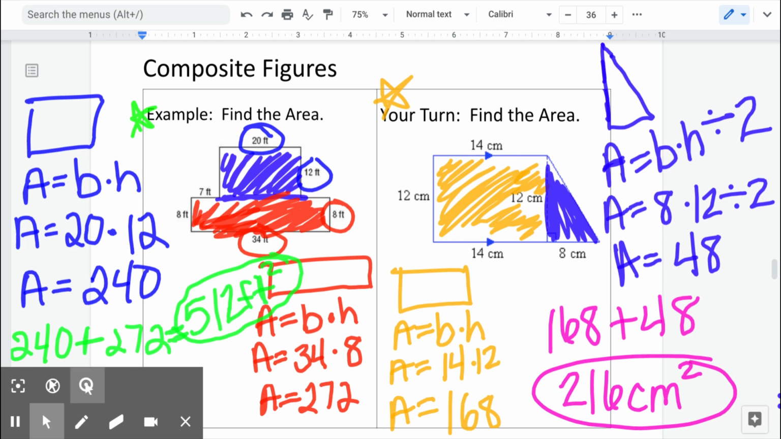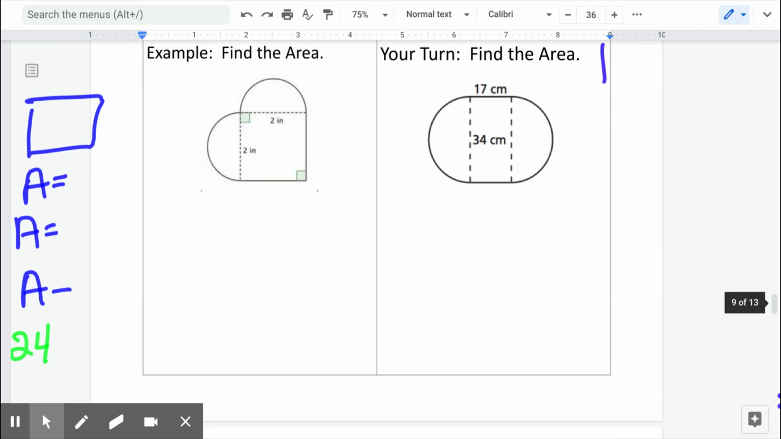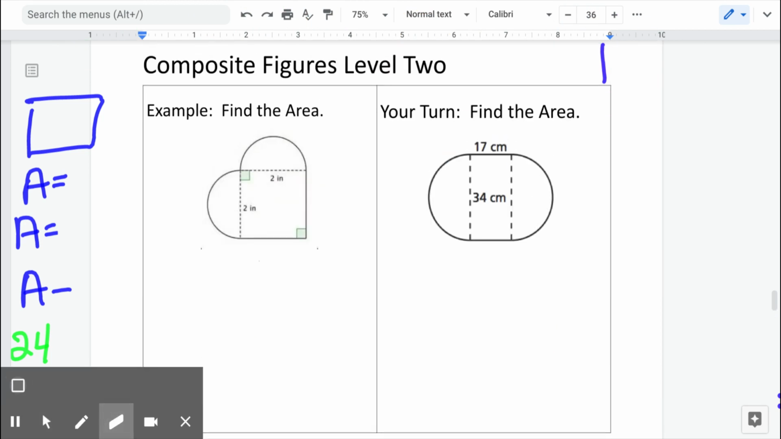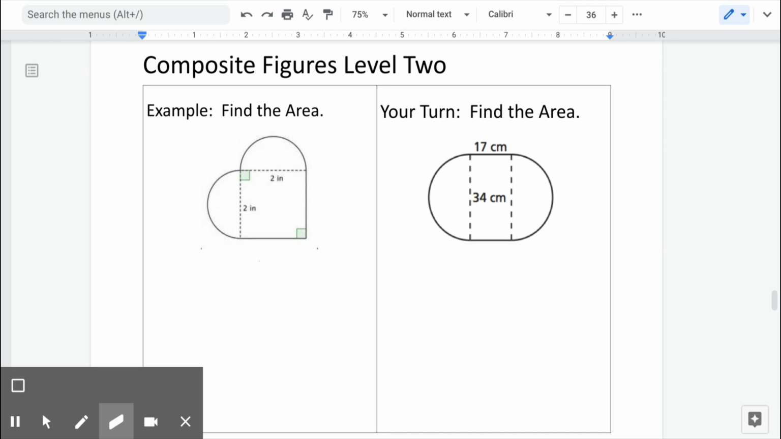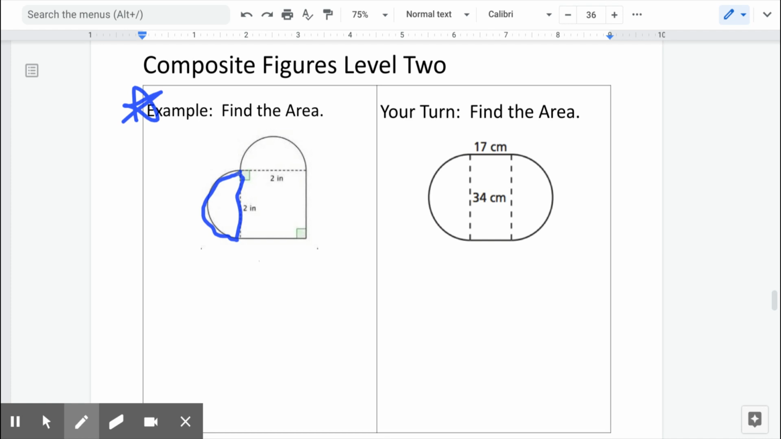We're going to look at 2 more composite shapes today. What I like to call these are level 2 because, one, we have 3 shapes now, and second, we have these things called semicircles. So I'm going to look at my first example here. The first thing I see is 2 semicircles. But 2 semicircles really can make one full circle if I put them together, with a diameter of 2 inches. So I'm going to start with that.